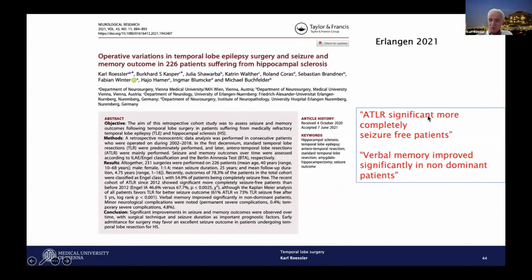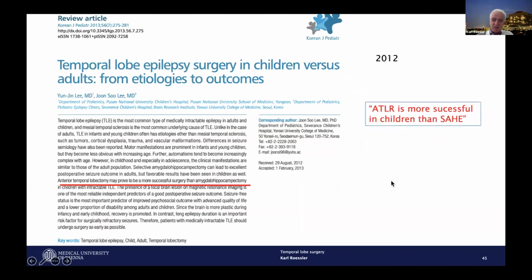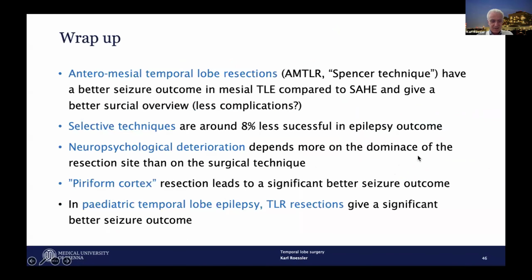This paper covers the patients from Erlangen, which I published, and we came to the conclusion that anterotemporal lobe resections give significantly more completely seizure-free patients. And interestingly, what we found was that in non-dominant patients, the verbal memory improved after resections. And the last paper I want to state is about temporal lobe epilepsy surgery in children. And here it came out, not only from this paper, that anterotemporal lobe resection is more successful in children than selective resections.